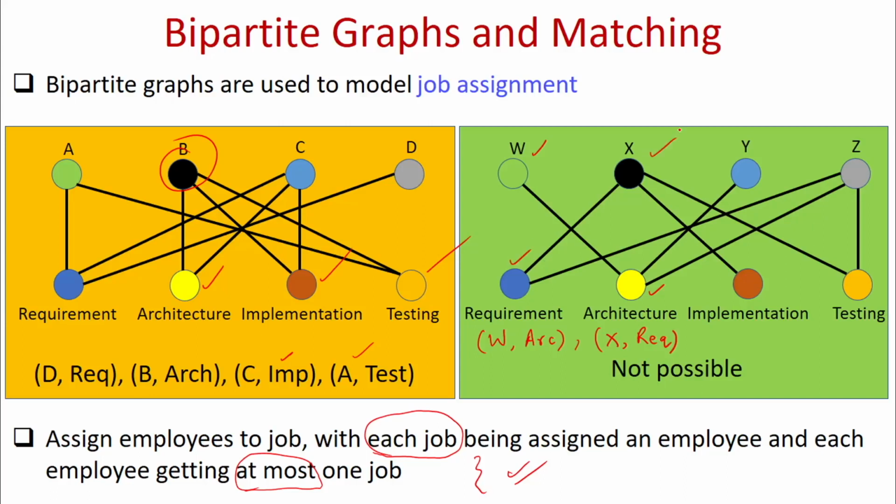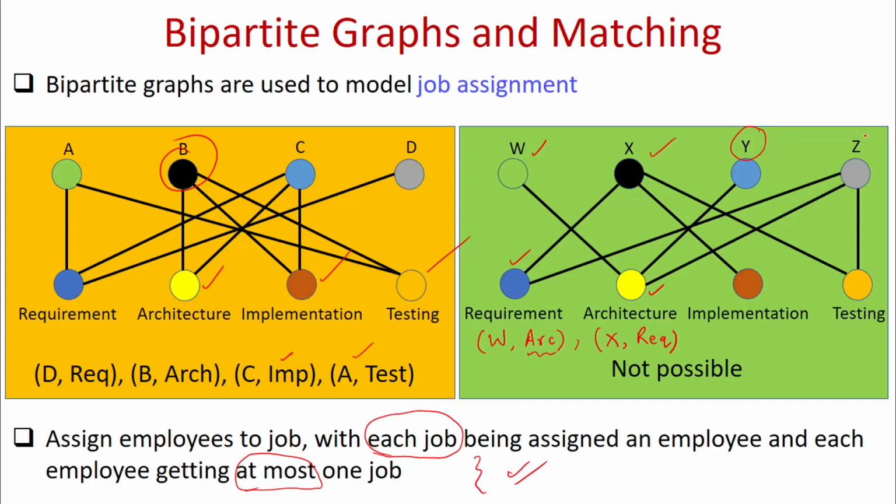Now let us go to employee number Y. Employee number Y can only handle architecture, but I have already assigned the architecture module, so there is no need to assign it again to any other employee. So I can say, okay, let Y go, let us not assign any job to employee Y.